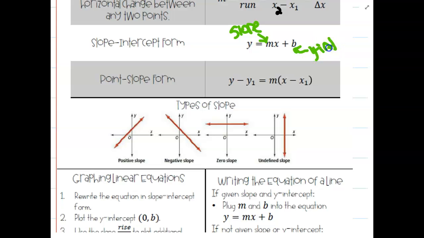Y-intercept. That tells you where the line crosses your y-axis. If you have an equation in slope-intercept form, it is super, super incredibly easy to graph. Okay, we'll talk about that down below.